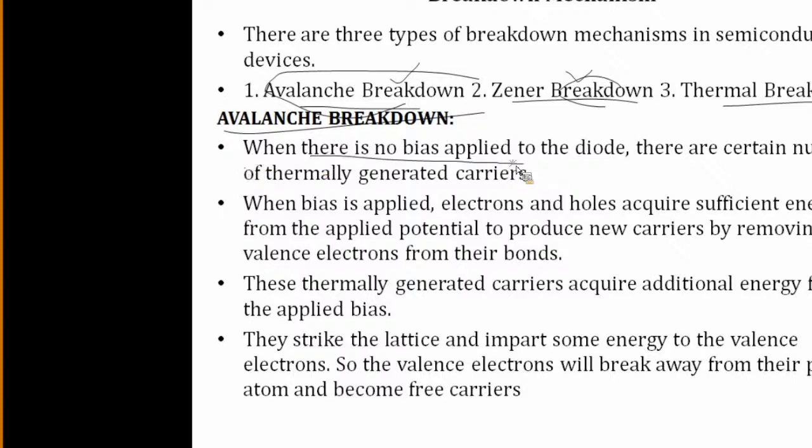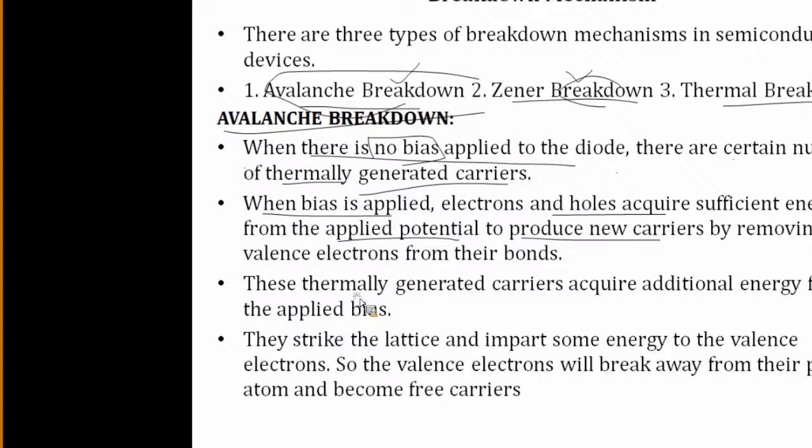Now, when there is no bias applied to the diode, just imagine the situation. If I'm not applying any bias to the diode, there are a certain number of thermally generated carriers, because I already told you, at room temperature some of the carriers will be available. Those are generated due to thermal generation. Now, when bias is applied, these electrons and holes acquire sufficient energy from the applied potential to produce new carriers, from the valence electrons going to the conduction band. This is a phenomenon of forward bias as well as reverse bias.